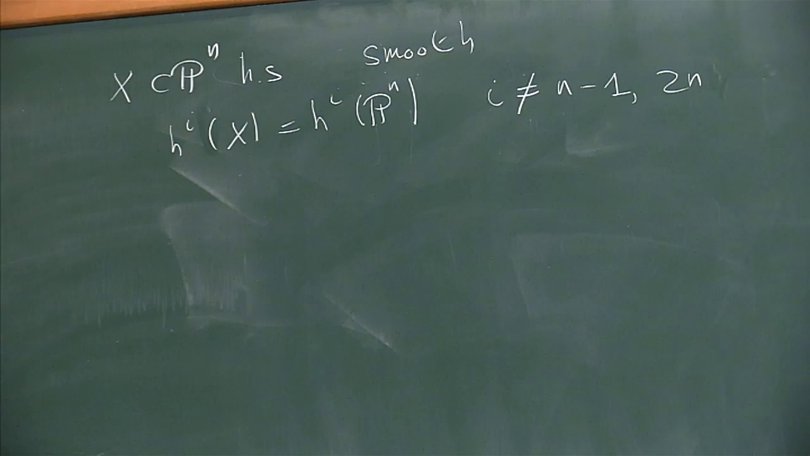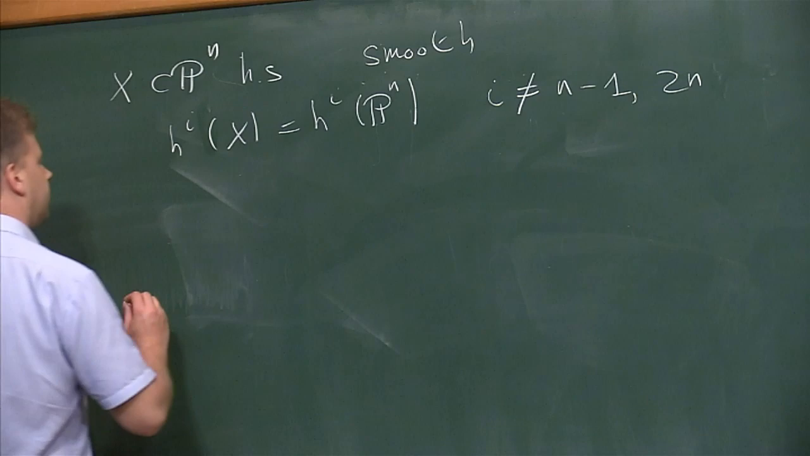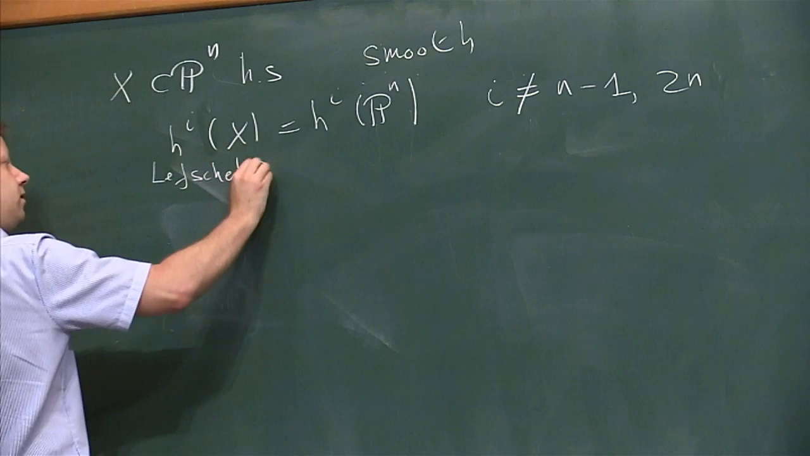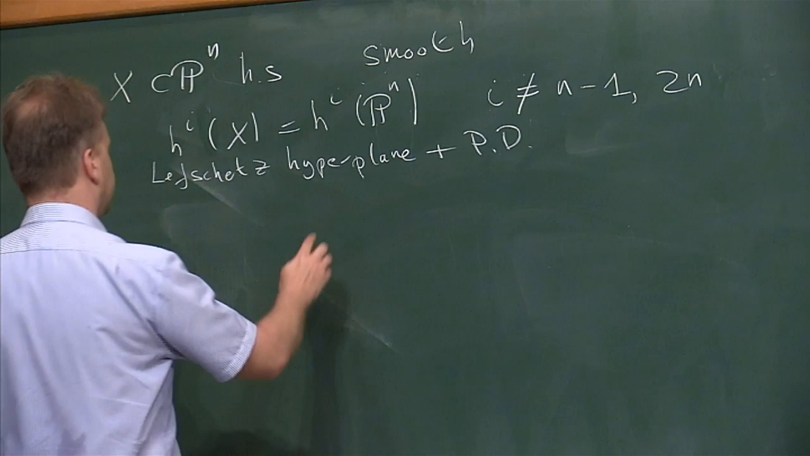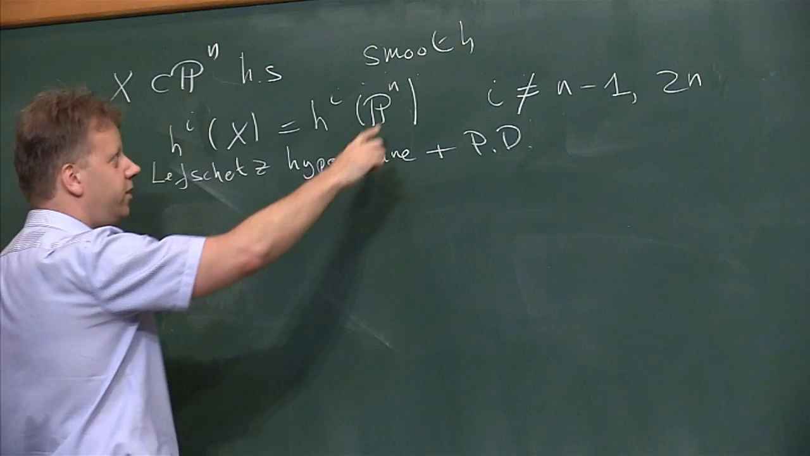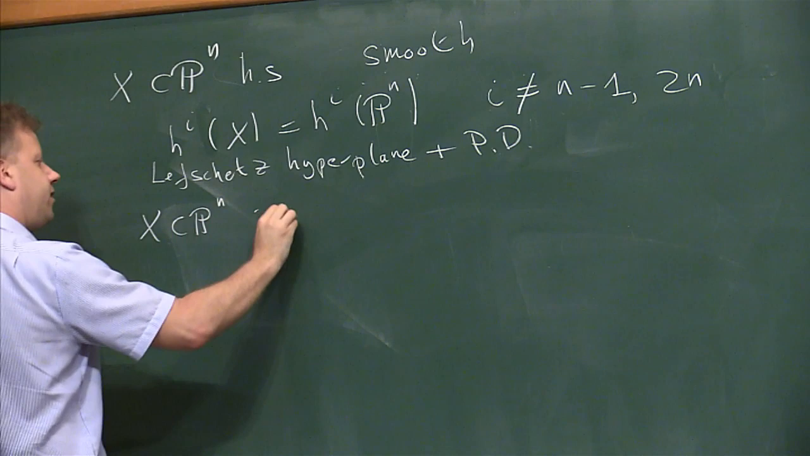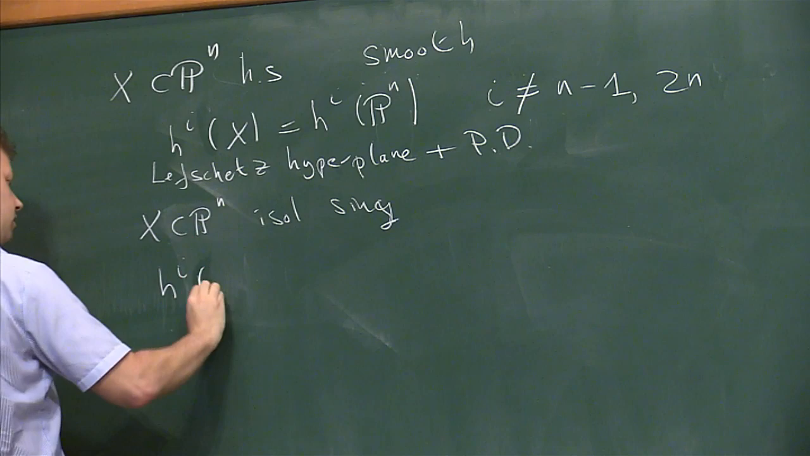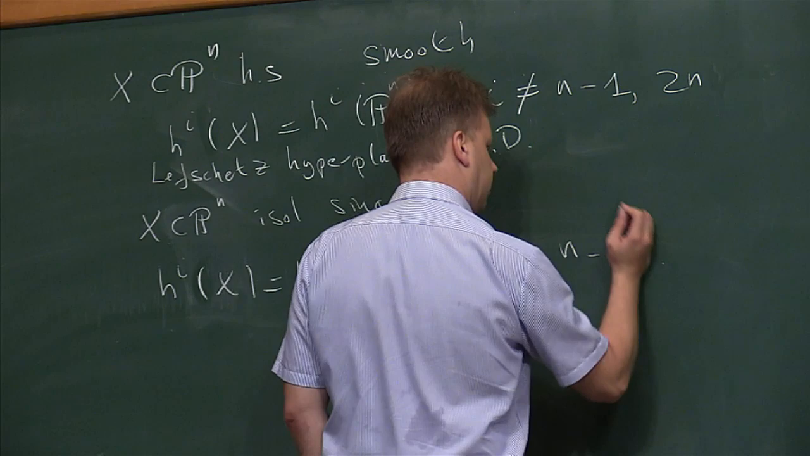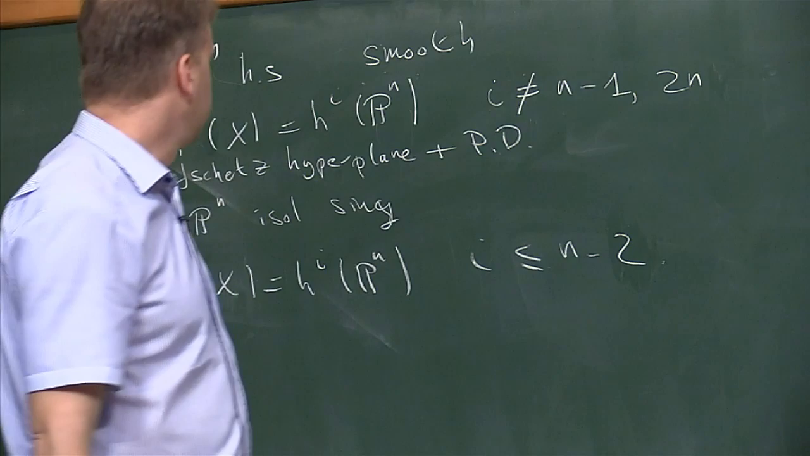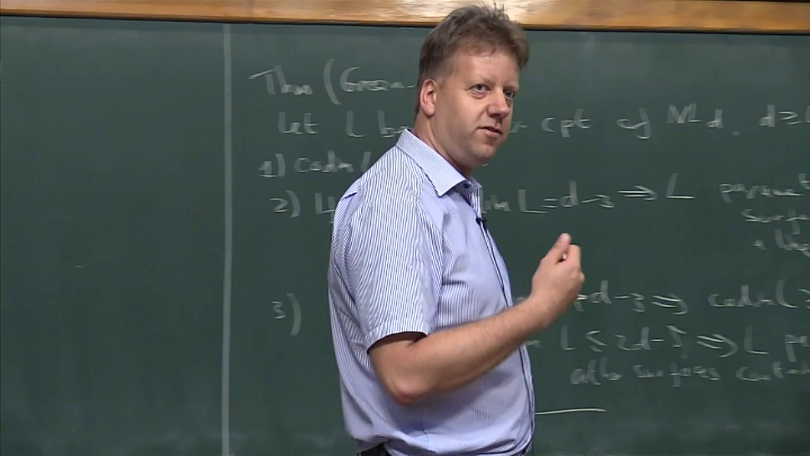This is a combination of the Lefschetz hyperplane theorem and Poincaré duality. Now, smoothness is not required for the Lefschetz hyperplane theorem. It's only needed for Poincaré duality. So if X in P^4 has isolated singularities, then you still have that H^i(X) is H^i(P^n) for i up to n minus 2.